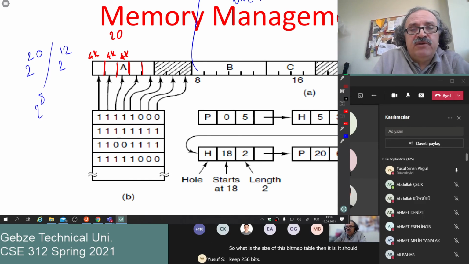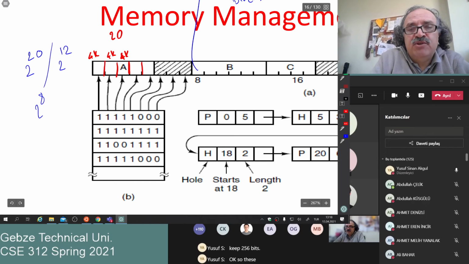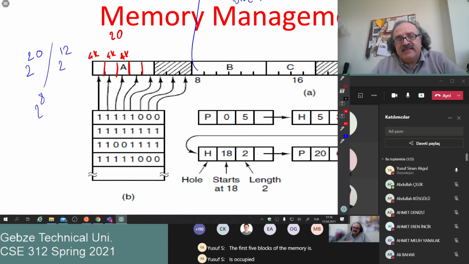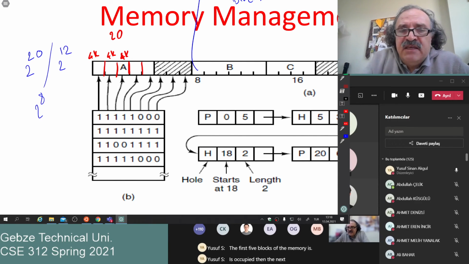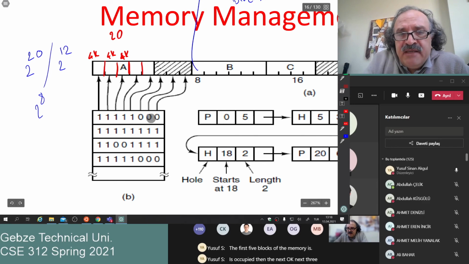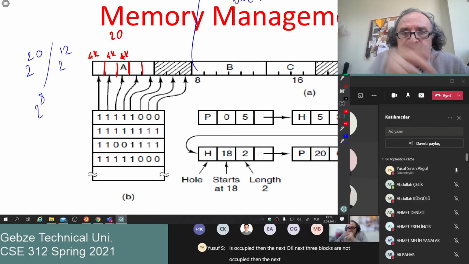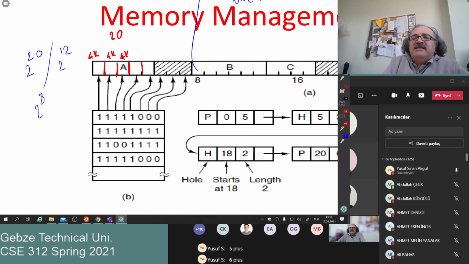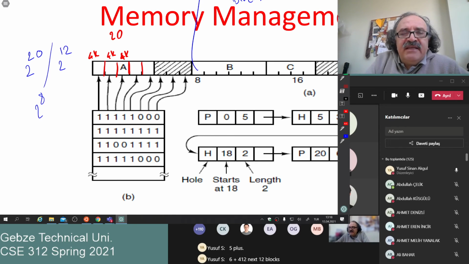Okay, so these 5 bits show that the first 5 blocks of the memory are occupied. Then the next 3 blocks are not occupied. Then the next, I don't know, 5 plus 6 plus 4, 12. Next 12 blocks are occupied, and etc.